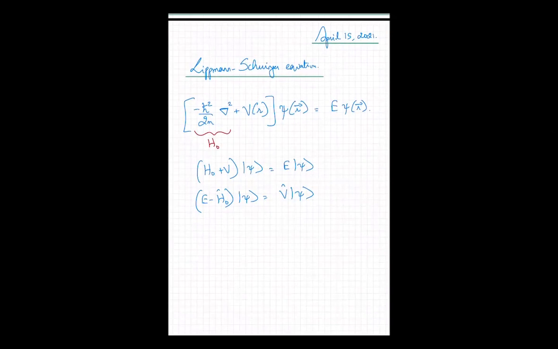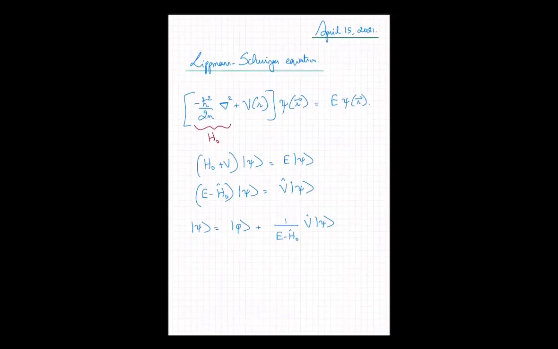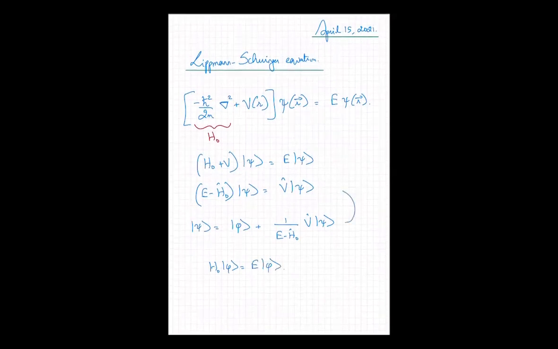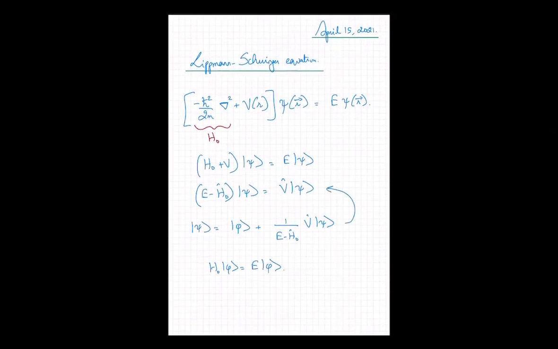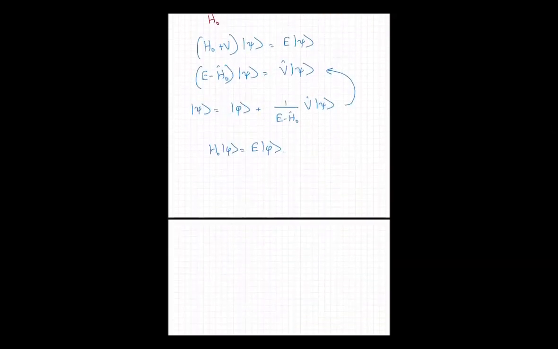Now I can write down a solution for this. The solution for this is psi equals some phi plus 1 over E minus H0 times V psi, where phi is any solution, any constant vector that obeys the homogeneous equation. Okay. So this is the formal solution of this equation. Of course, it is extremely useless the way it stands. It doesn't tell us anything, but it is a formal solution of this equation, and this is our starting point. We'd like to extract some more information about psi progressing in this manner.